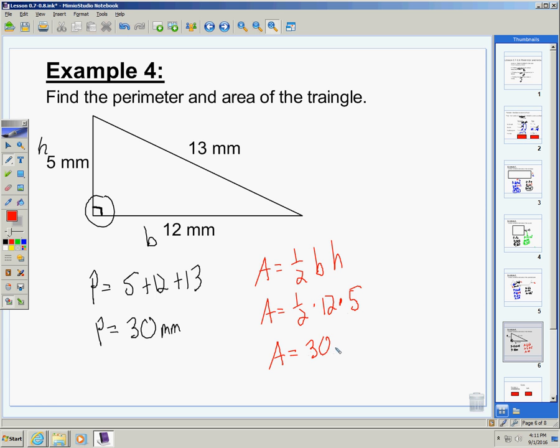Now notice the perimeter and the area were both 30. We had 30 millimeters for the perimeter, 30 millimeters squared for the area. That's just a coincidence. They will not always be the same for a triangle.